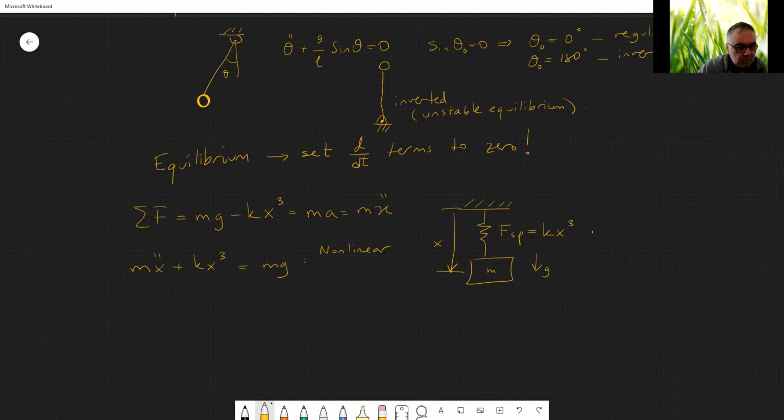So we want to linearize about x0, where x0, as we know, is mg over k to the power 1 over 3.